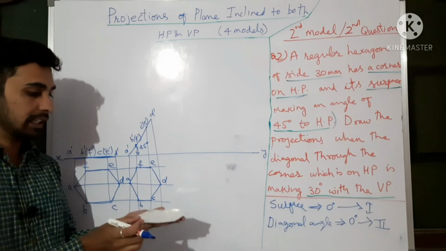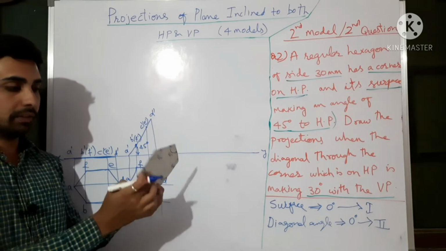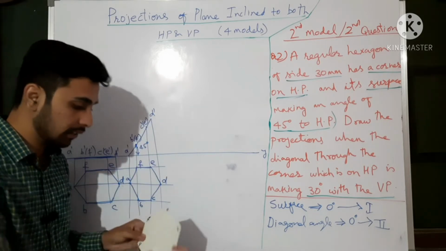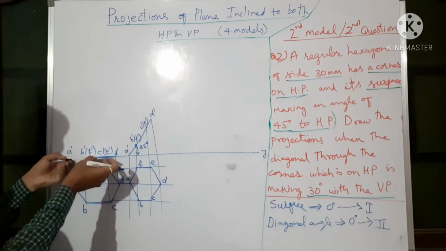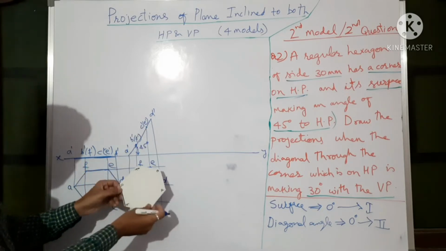Now if the surface is making 45 degrees like this, the front view is one line at 45 degrees. This is the angle 45 degrees with respect to HP. And the top view, if you see, is reduced like this. This is the front view, and here the surface is at 45 degrees like this. And here the top view will be like this.